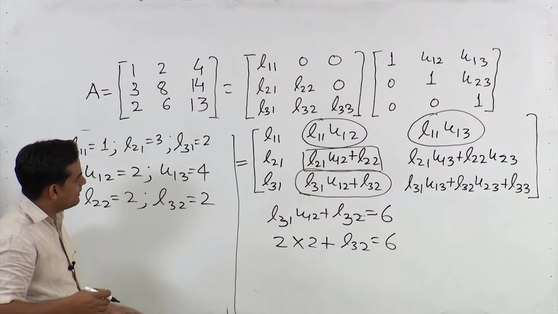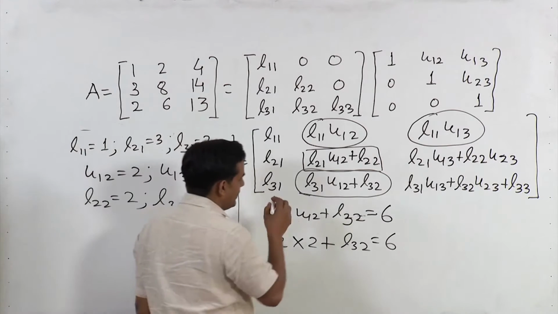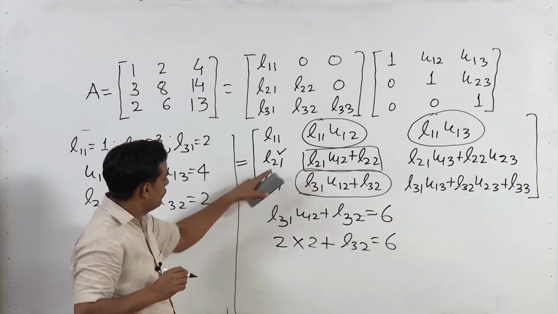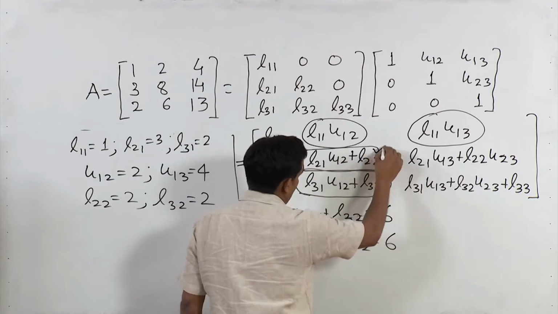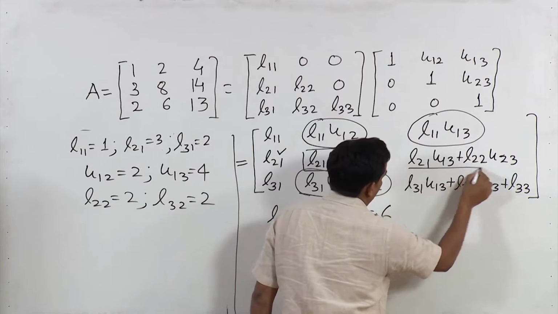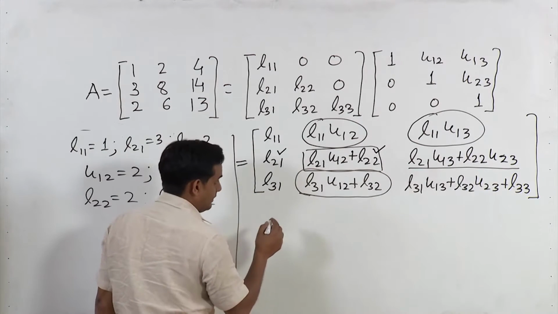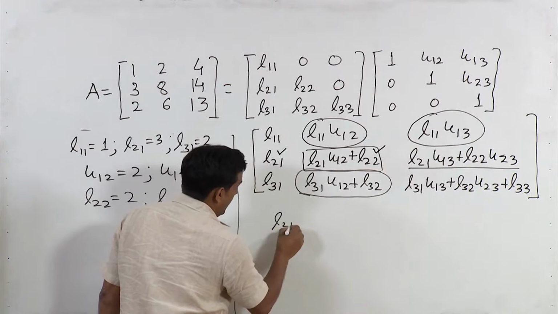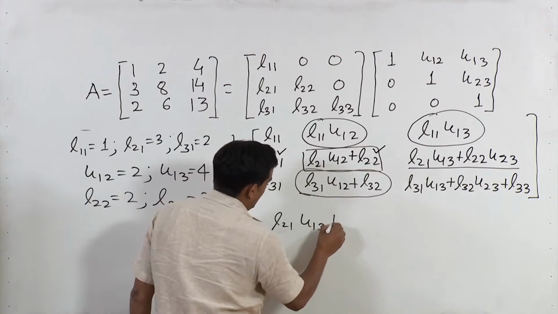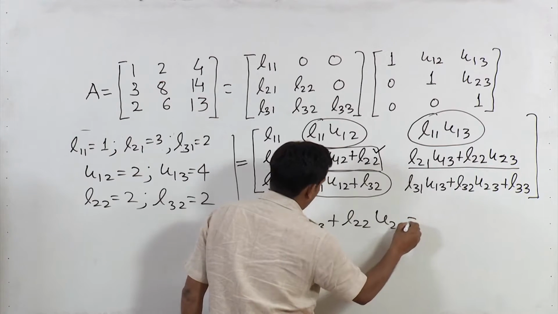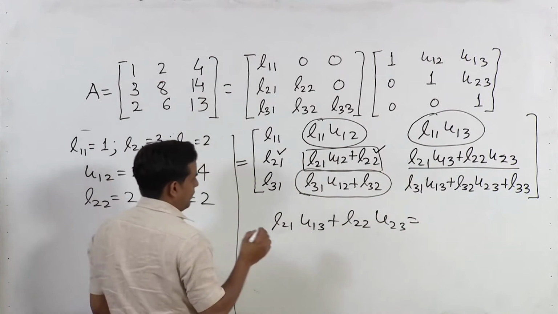Now I will compare the second row. From the second row, these elements I have already taken in comparison. So now I will go for this element. When I compare this element, it is L21 into U13 plus L22 U23, and from here it is 14.